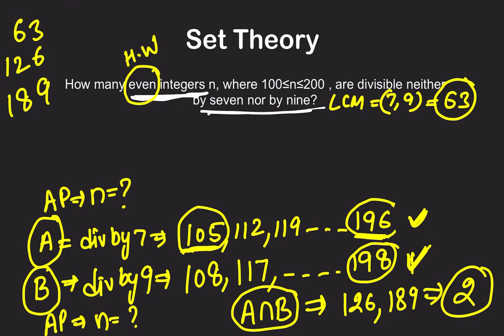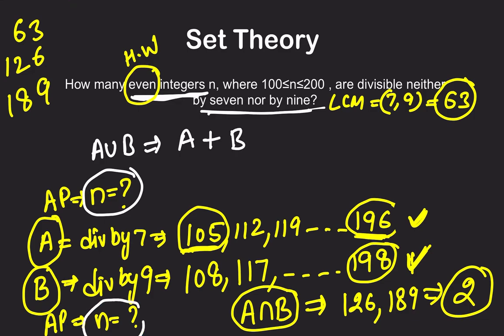So all the numbers which are divisible now, I am going to use a formula from set theory. A union B is equal to A, which you will get from here, plus B, which you will get from here, minus A intersection B, which is 2, which we have already got here. You will find all the numbers which are divisible by 7 or 9. Right? 7 or 9. So whatever value you get.